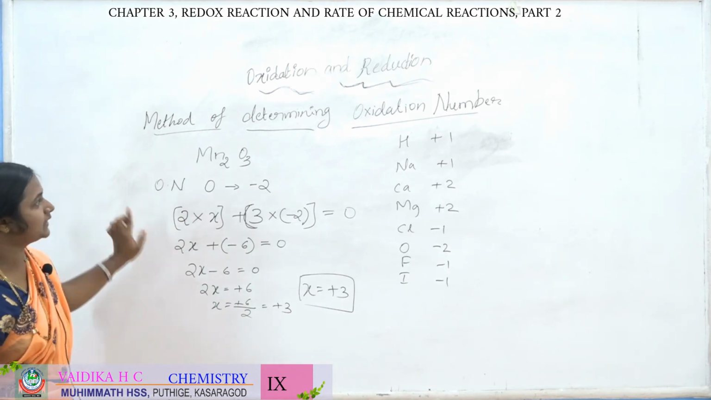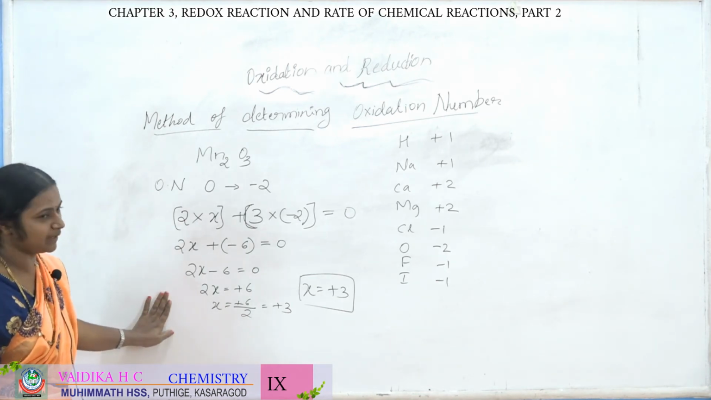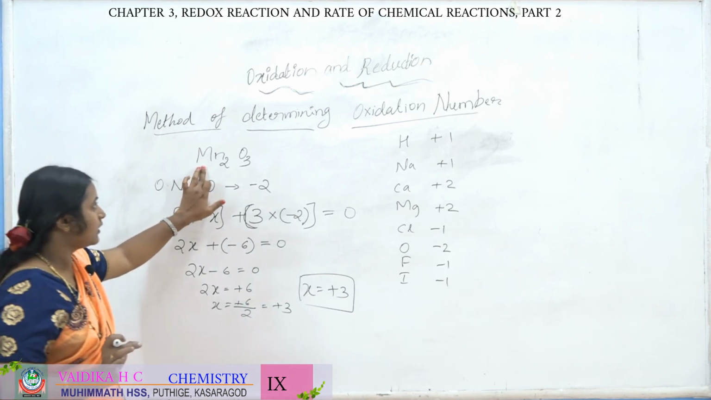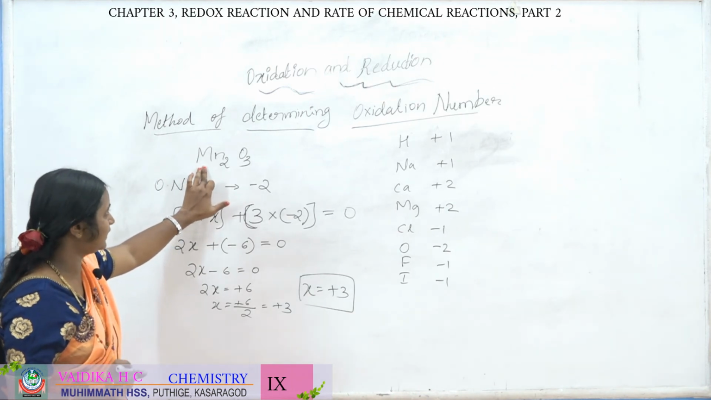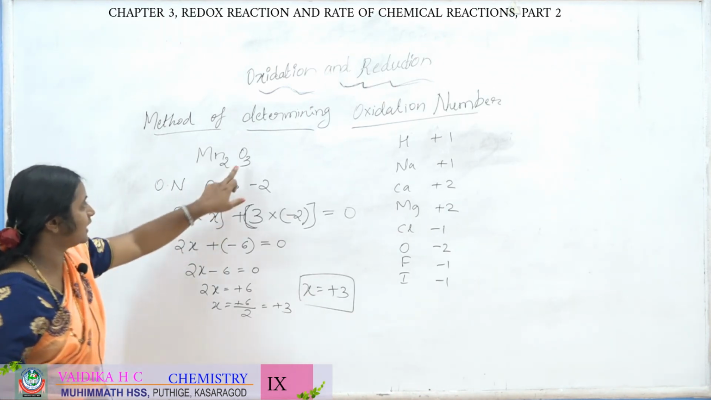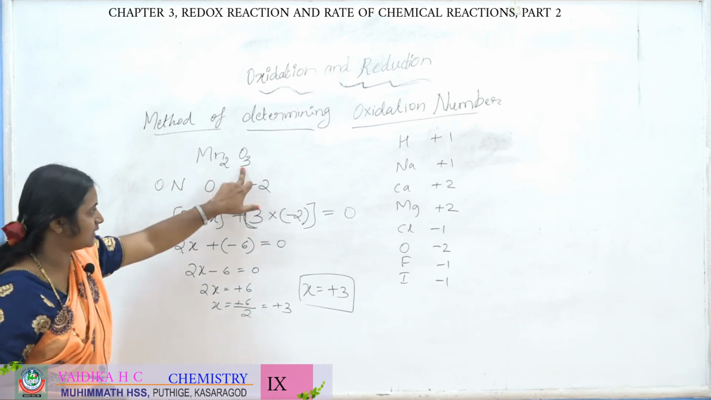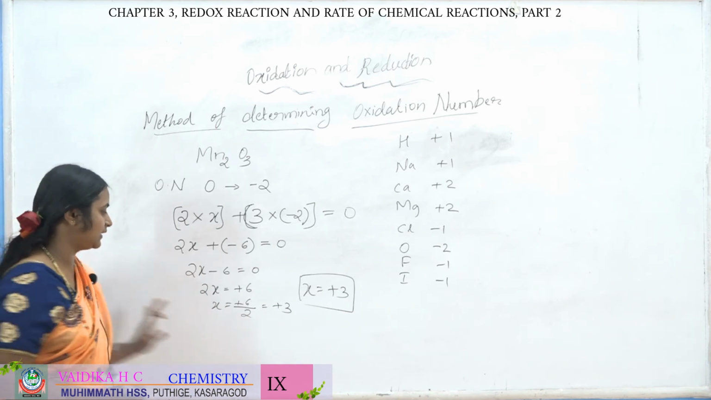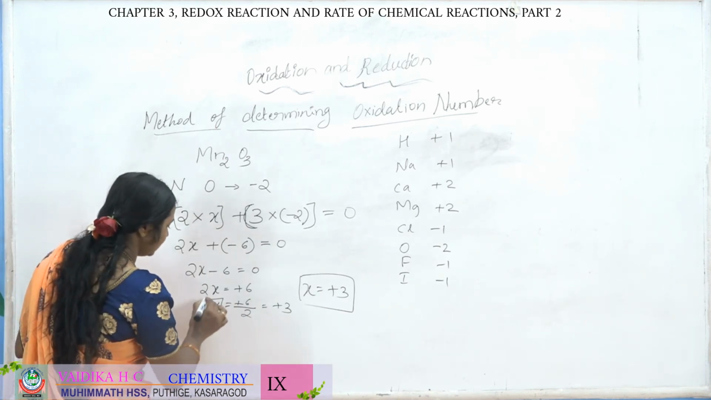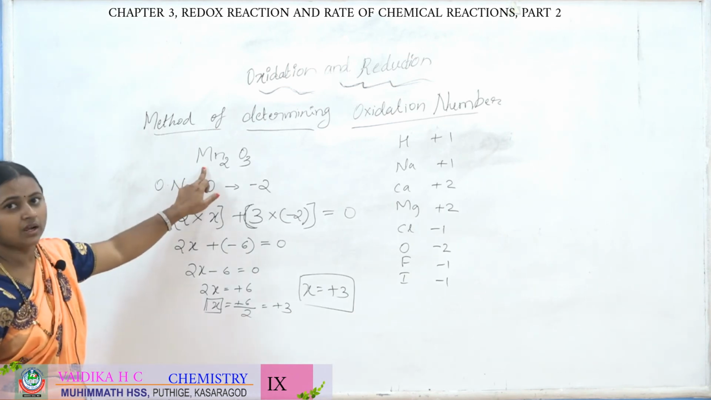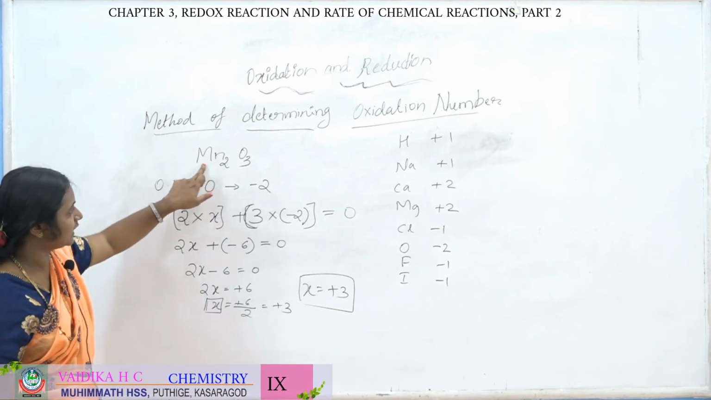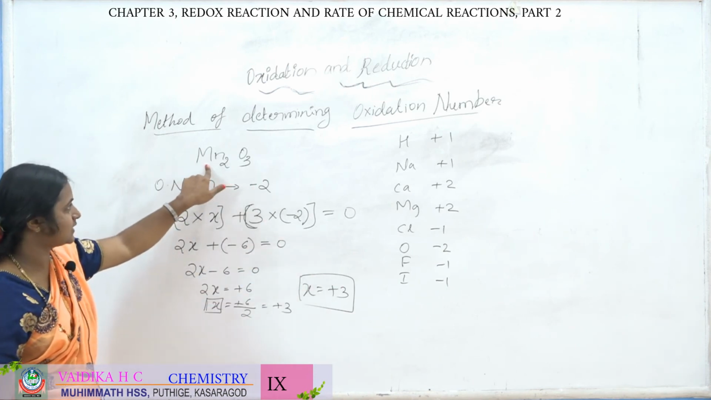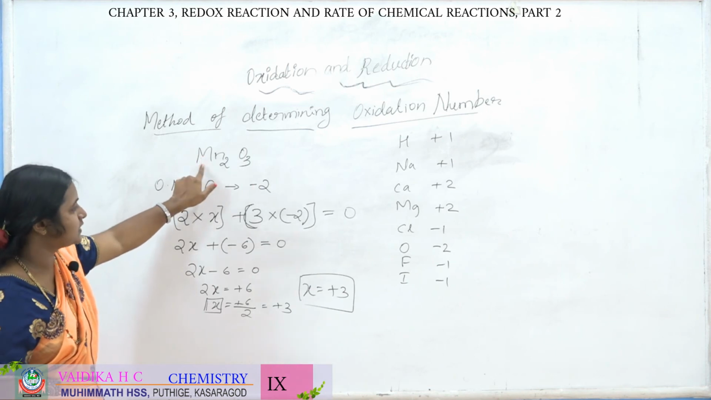So this is the method of determining the oxidation number, taking it as X. If you don't know the oxidation number of any atom, take it as X, take the oxidation numbers of the other atoms, write an equation like this and solve it. You will get the value of X and it will be the oxidation number of that atom. Here, taking manganese as X, you will get X equal to +3. That means +3 is the oxidation number of this manganese.